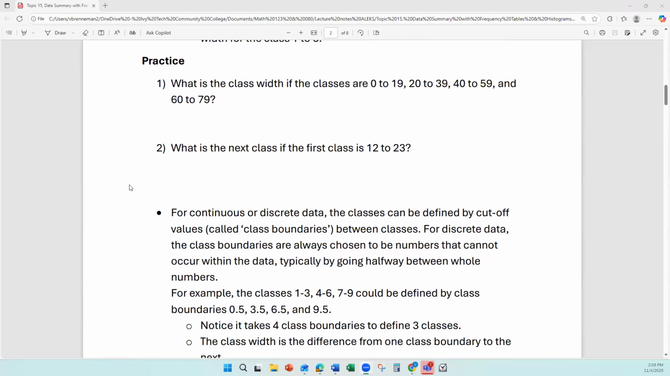So just being able to understand the class width, as well as what would be the next class preceding. There are 2 different ways to represent classes. So make sure you read through that information and then you can check your work on these questions.